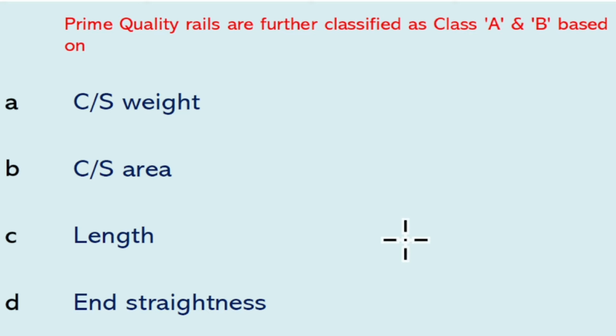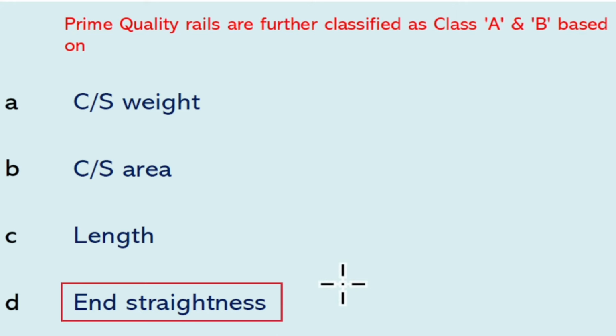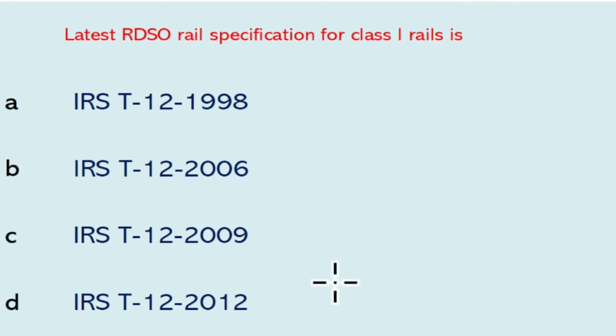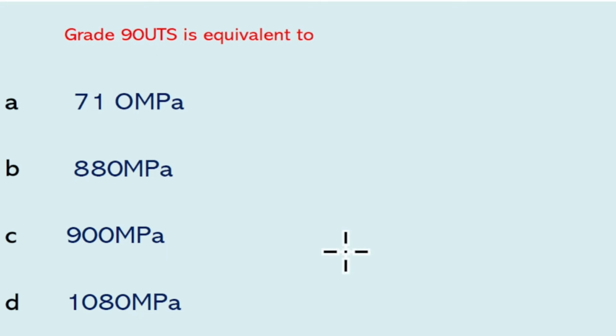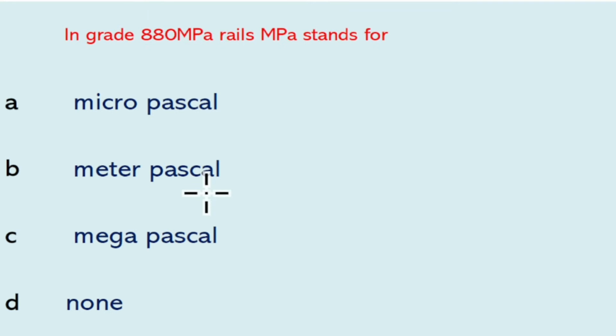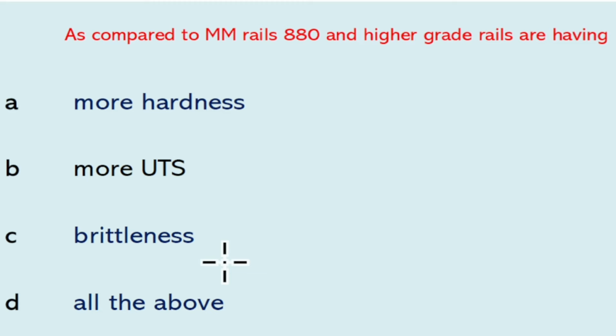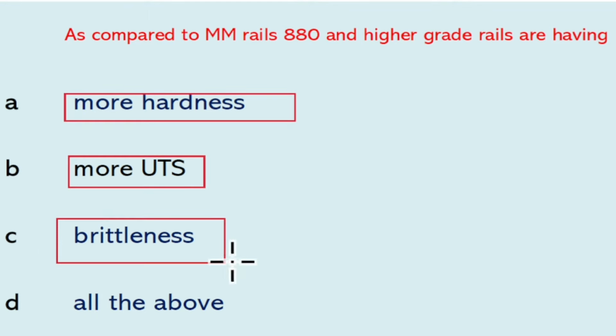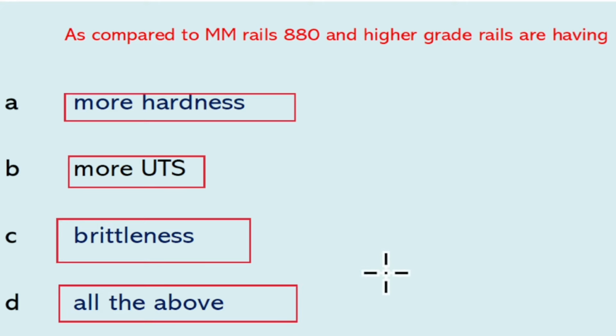Prime quality rails are further classified as Class A and Class B based on the end straightness. Latest RDSO rail specification for Class 1 rail is IRS T12 2009. Grade 90 UTS rail is equivalent to 880 MPa. In grade 880 MPa rail, MPa stands for megapascal. As compared to medium manganese rail 710, higher grade rails are having more hardness, yes. More UTS, yes. More brittleness, yes. So all of them is the right answer.